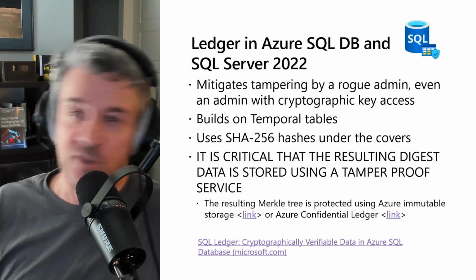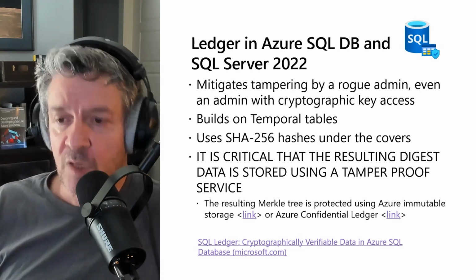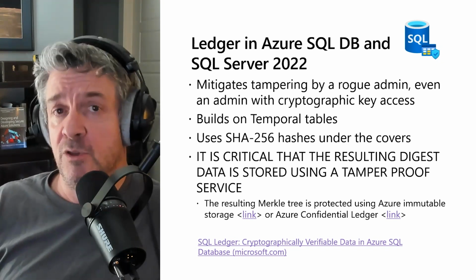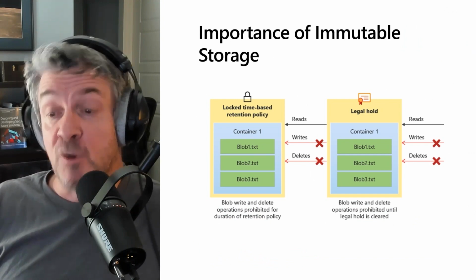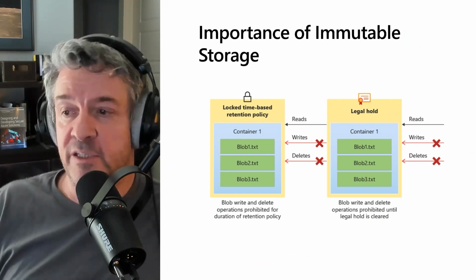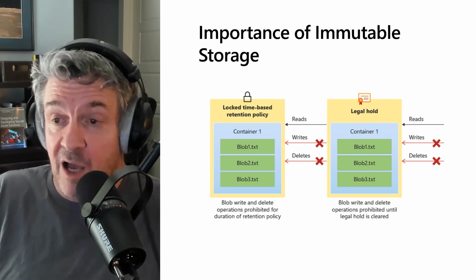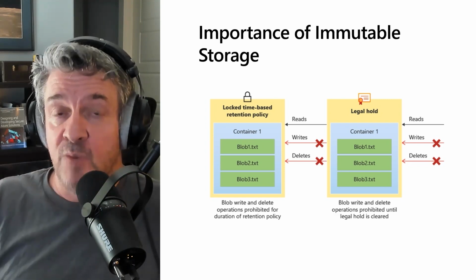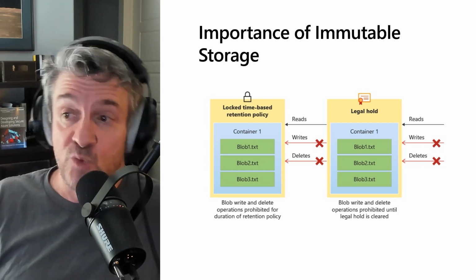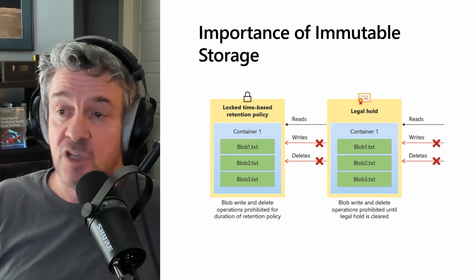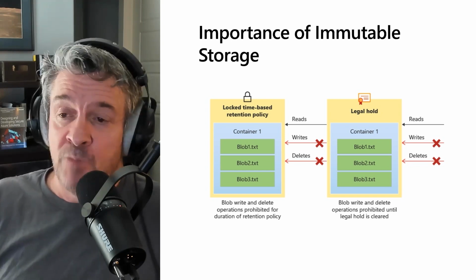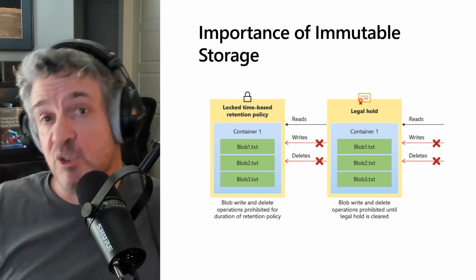Azure Confidential Ledger is not the same as SQL Ledger, but you could store it in either of those two services. The most common one by far is immutable storage. Immutable storage is basically you can't touch the data. When I say touch, I mean you can't change the data. You can do reads, but you can't do writes or updates, or deletes. You just can't. And there are two versions of immutable storage.